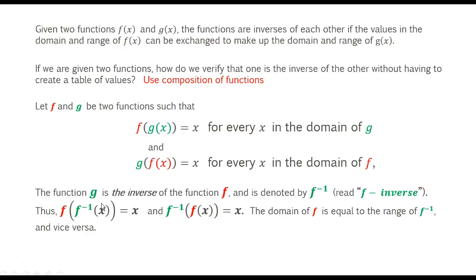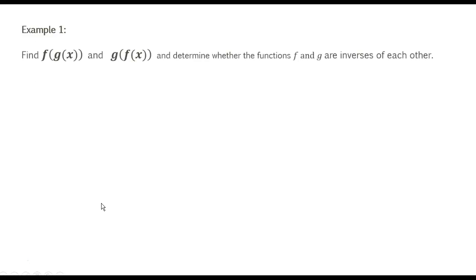So let's look at how we actually use this definition. It makes a lot more sense when you can see some examples. So here's my first example. Find f composed of g of x and g composed of f of x, and determine whether the functions f and g are inverses of each other. So my f of x, I'm going to call that 4x plus 9. And let's let g of x equal x minus 9 over 4.